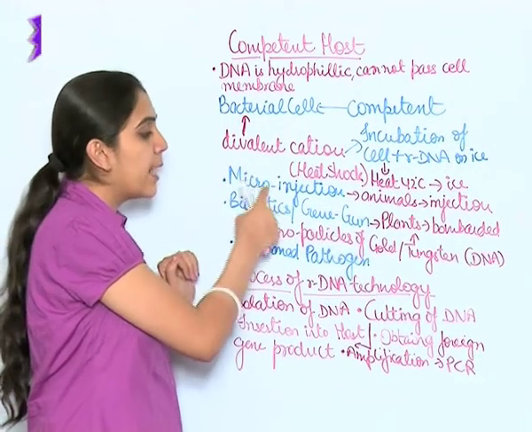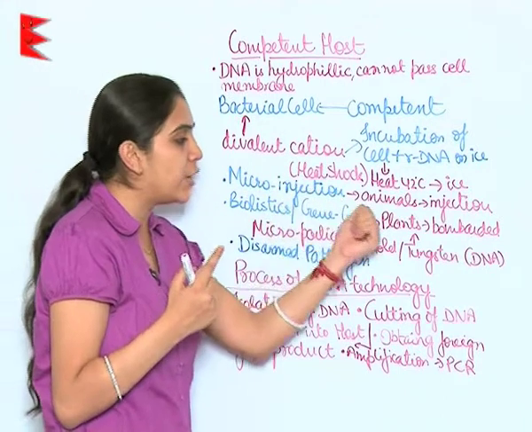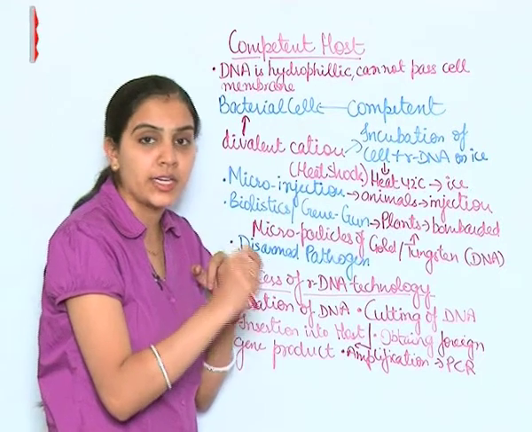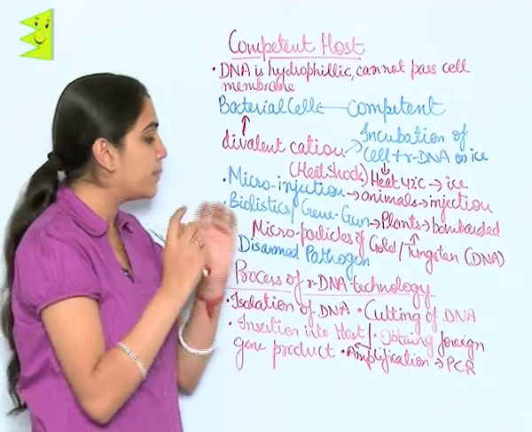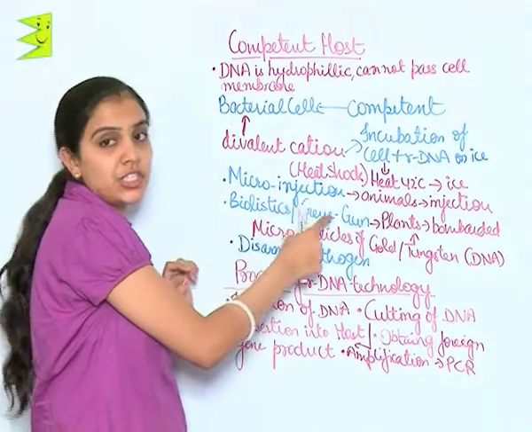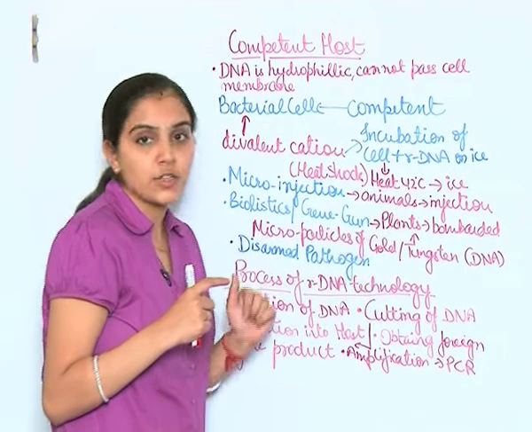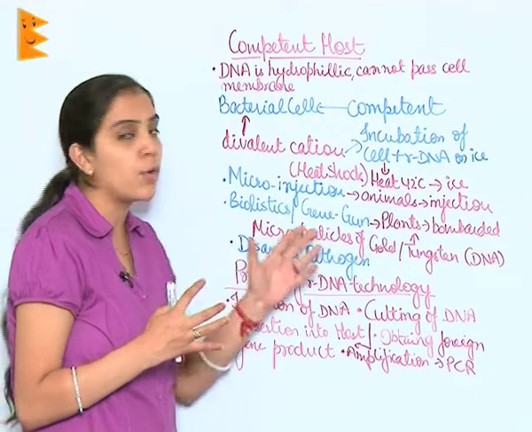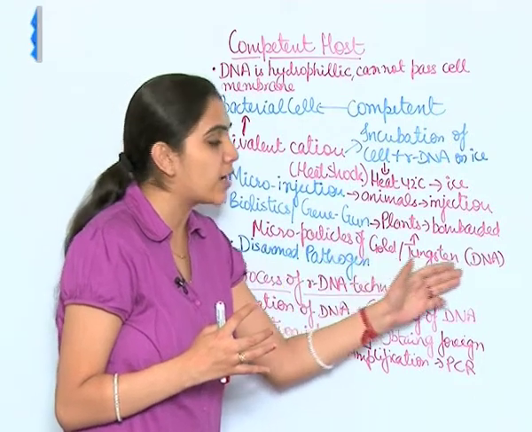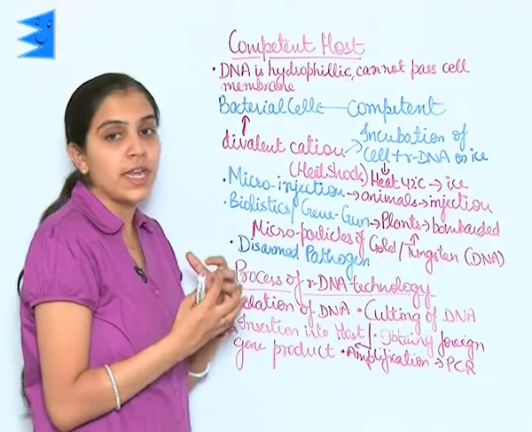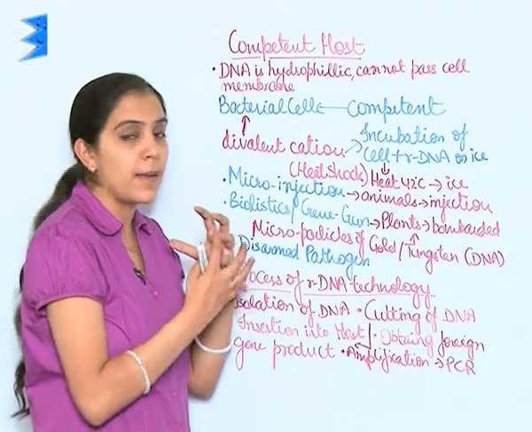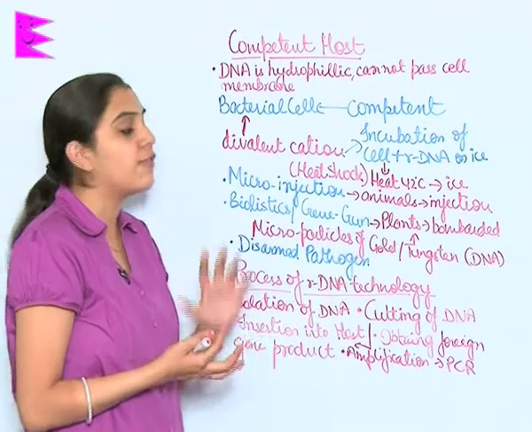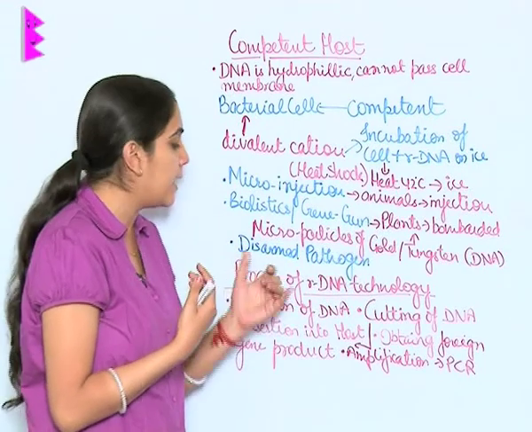Another technique is microinjection, majorly used in the case of animals, in which rDNA is directly injected into the cell. Biolistics, or gene gun, is majorly used in the case of plants. The host cell is bombarded with microparticles of gold and tungsten coated with DNA, which, as they are bombarded at very high velocity, facilitates the movement of rDNA into the cell.